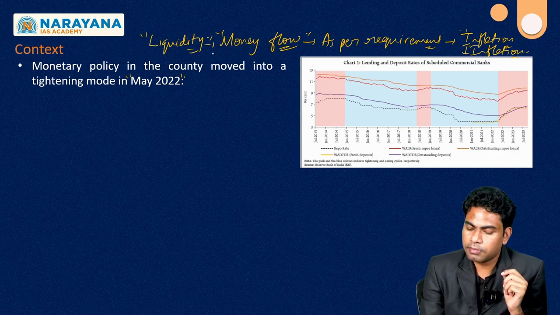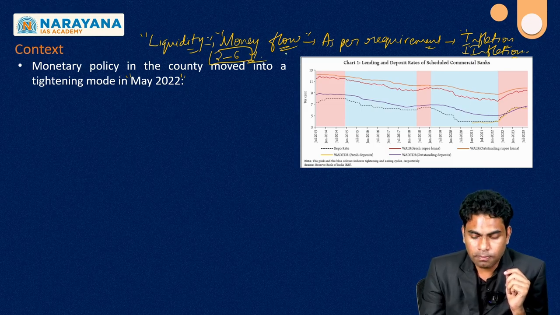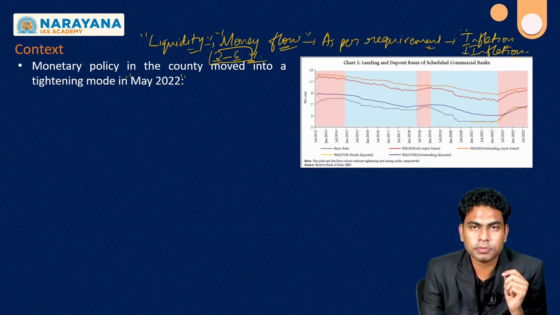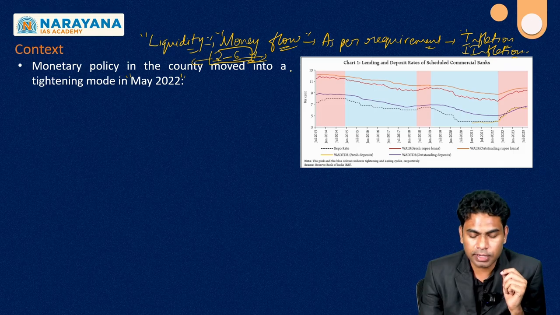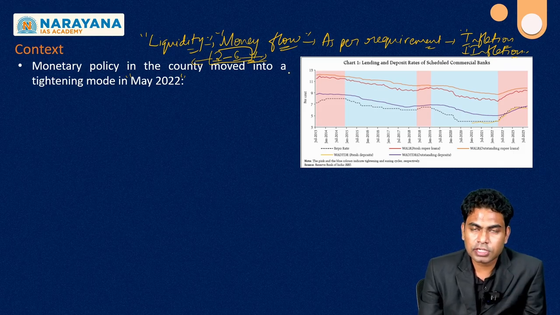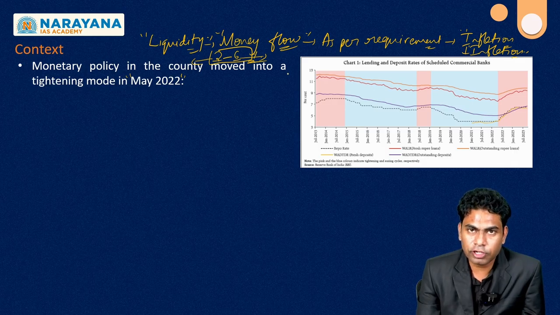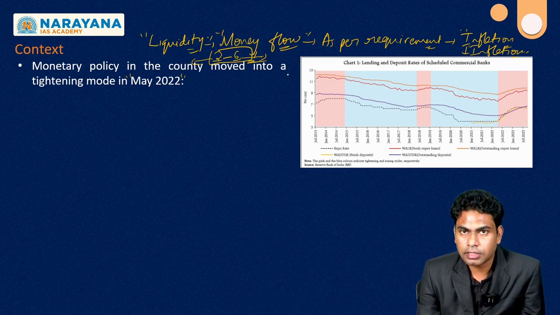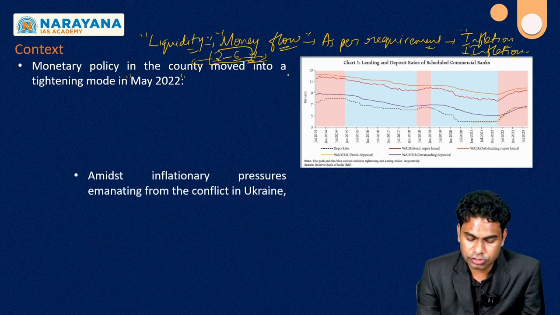So RBI's aim at the moment is to control the inflation rate between 2 to 6%. So money flow in the market should be such that the inflation rate is from 2 to 6%, not below 2, not above 6. That is the task of the RBI. RBI is recently tightening the liquidity flow in the market. Why? Because of the inflation trends that we are witnessing in the economy. So let us look into the reasons for the recent inflation trends, that is, higher inflation rates.